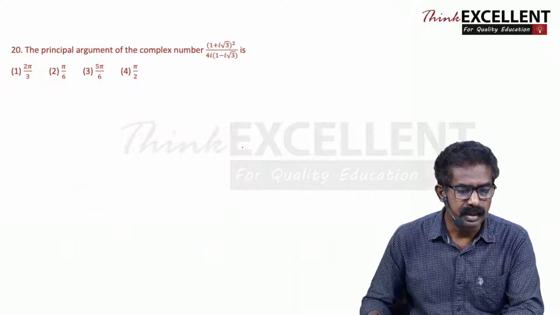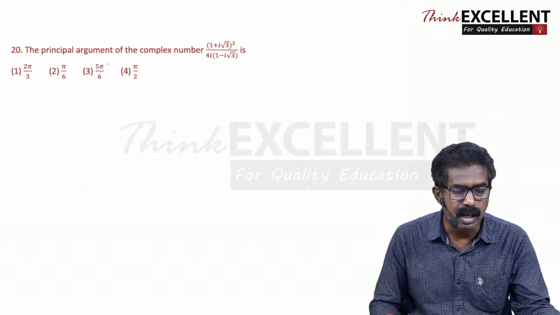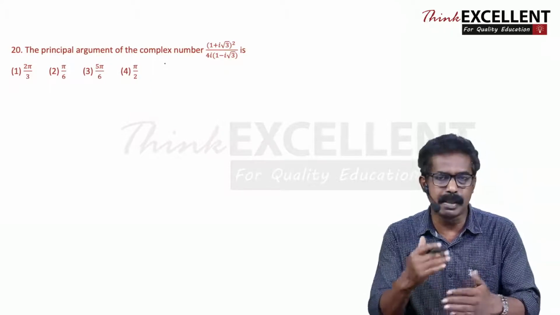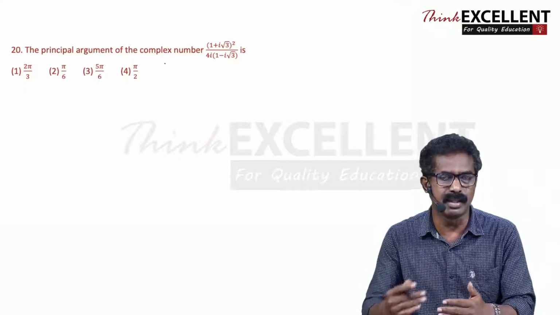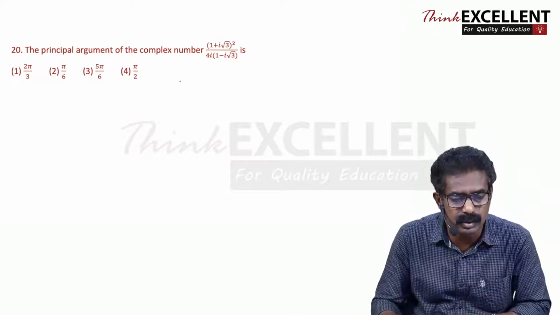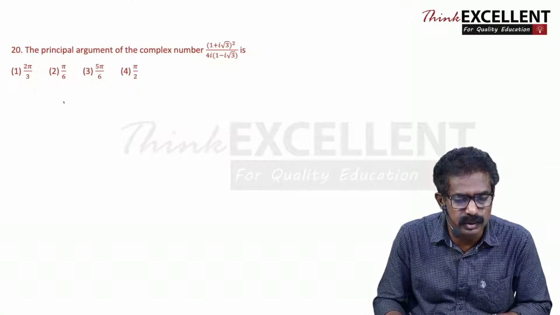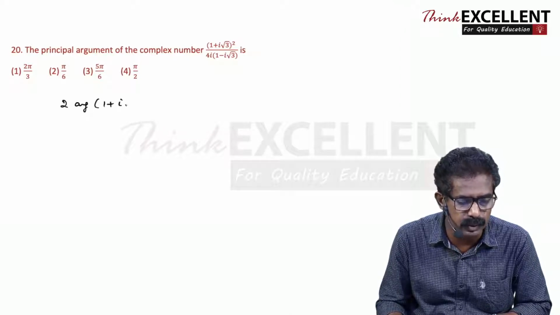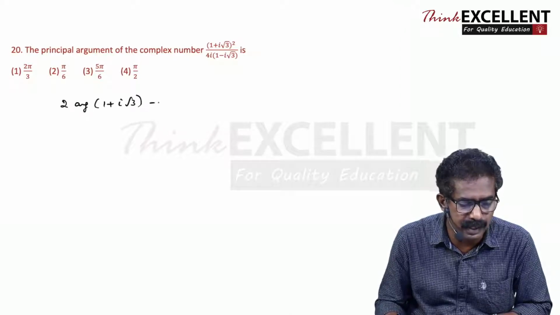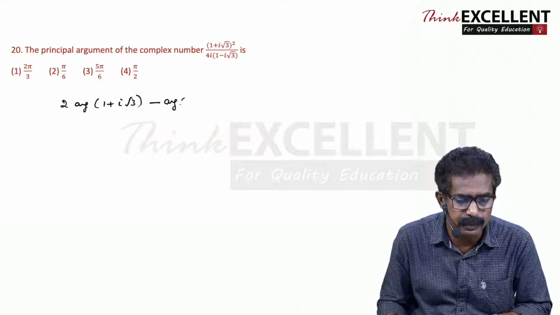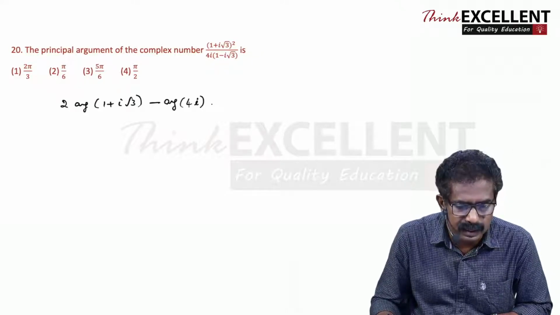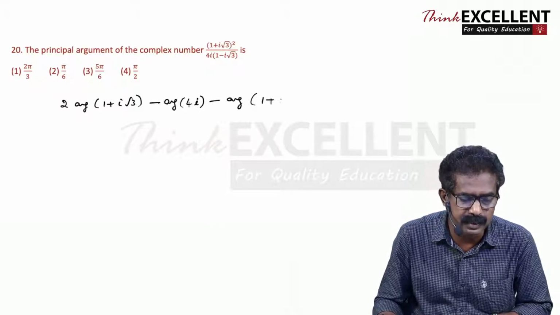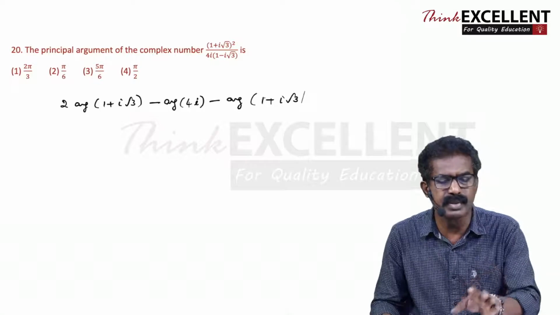Now listen again, sum number 20, the principal argument of this. Again remember: log a by b is log a minus log b, and log a raised to m is m log a. So you can write 2 in front. So 2 into argument of (1 plus i root 3), divided by, so put minus argument of 4i. Then another term is also in the denominator, so put minus argument of (1 plus i root 3). Now we find the argument of every term and substitute.